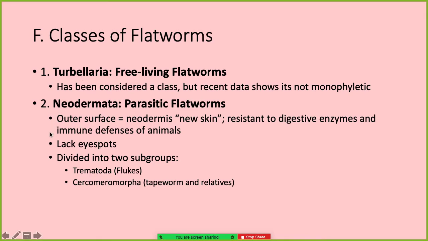But the NeoDermata, they're called NeoDermata because of their outer surface, which is called the neodermis. It's resistant to digestive enzymes, as well as the immune defense systems of animals, making them perfect to be living inside of that organism. It's tougher to fight those parasites. They lack eye spots because you don't need eye spots if you're living inside of an organism where it's dark. So they've lost that. And then there are two subgroups, the Termitoda, which are the flukes.